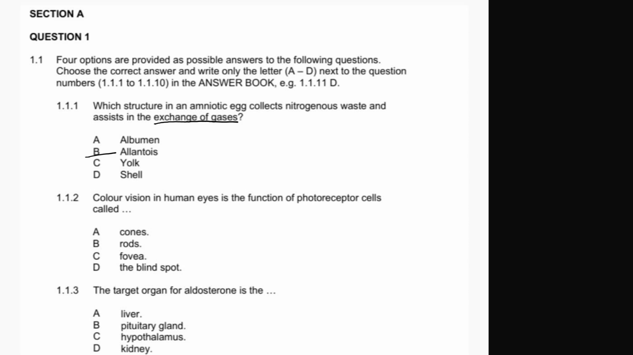Therefore, 1.1.2, the color vision in the human eyes is the function of a photoreceptor cells called what? It is called cones. It is option A. Option A, it is correct. It is called cones. Therefore, now 1.1.3, the target organ for aldosterone is what? It is D. The target organ for aldosterone, it is kidney. So the correct option, it is D.